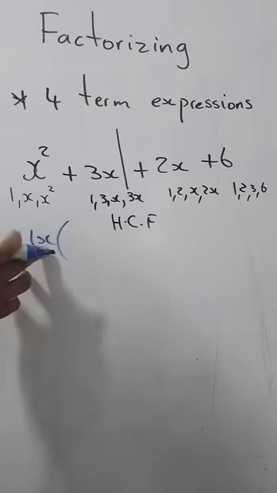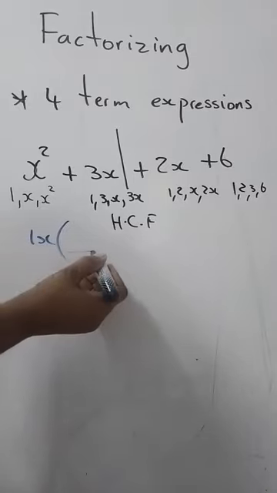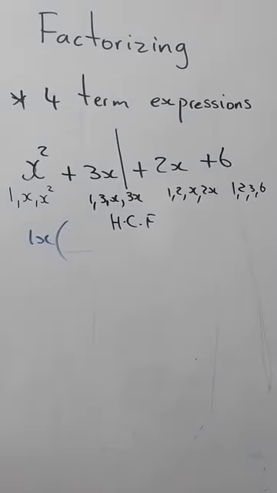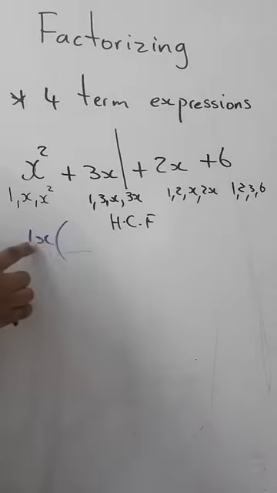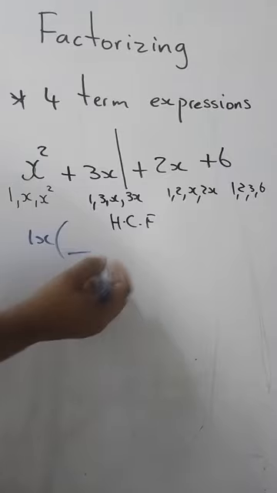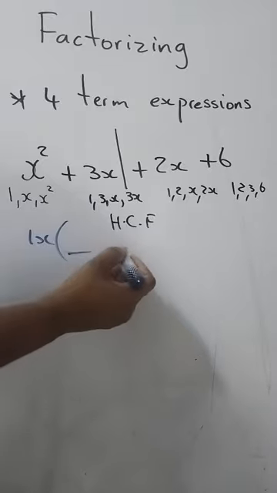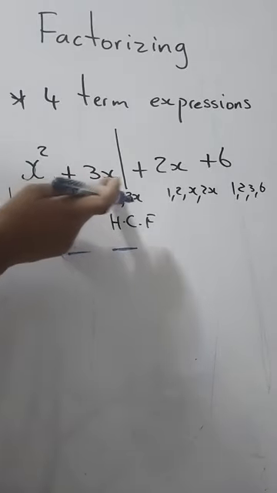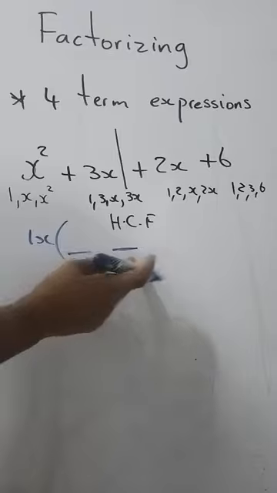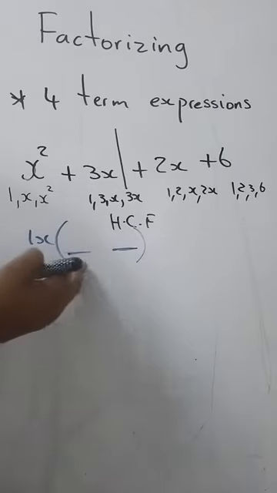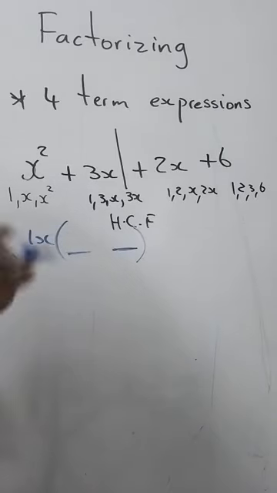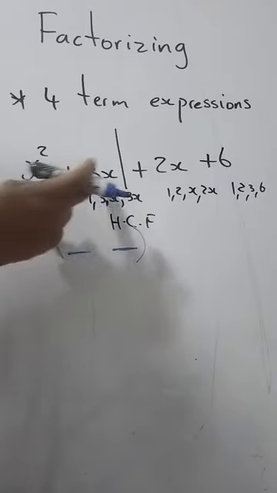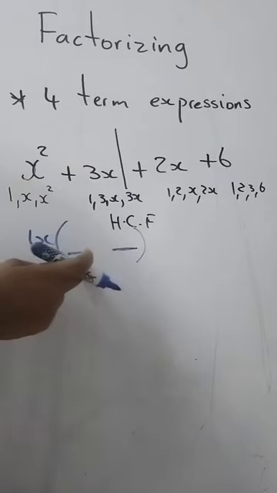Now, 1x will be multiplying a quantity, and there are two terms that we're factorizing, so I'm holding the place of two things here to ensure that I do not leave anything out when I do my factorization. So there are two terms. I should account for two terms.